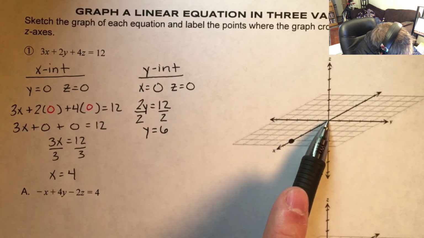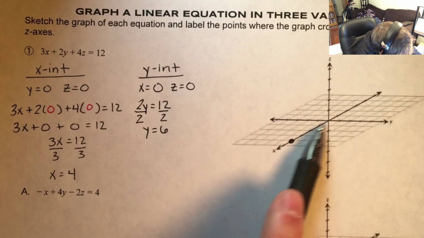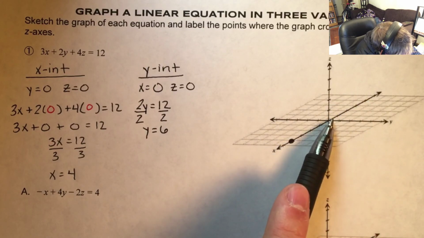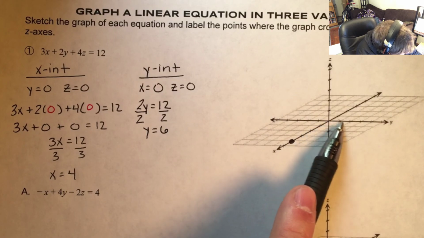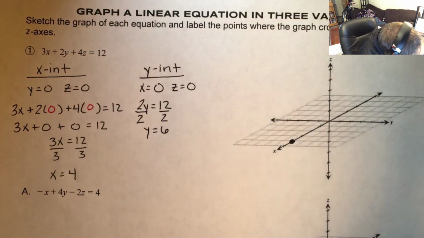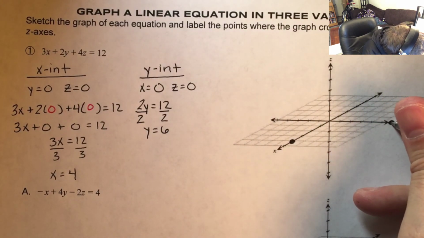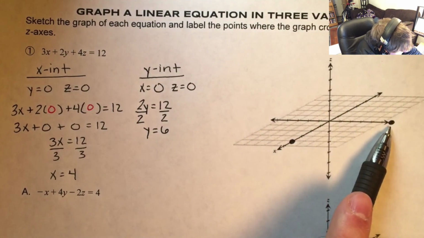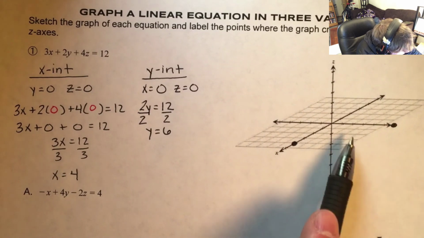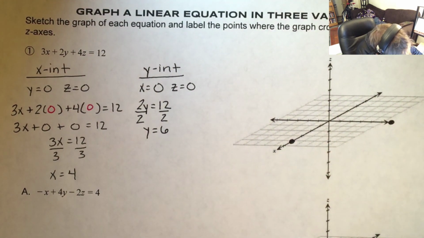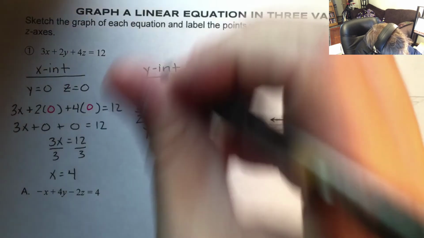So x is 0, so I'm not going to move towards me or away from me. Y is 6, so I need to move 6 in the positive direction. 1, 2, 3, 4, 5, 6. It actually looks like it'll probably just be right here. A little off the graph, but that's not the end of the world. And then z is 0. That tells me I'm not moving up or down off of that. And that's my ordered pair, ordered triple.